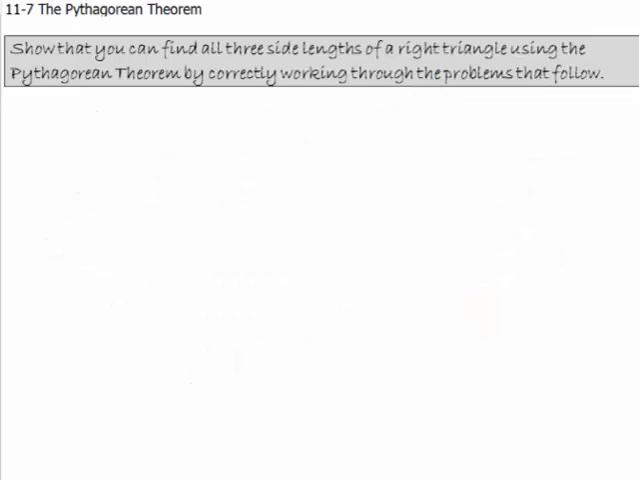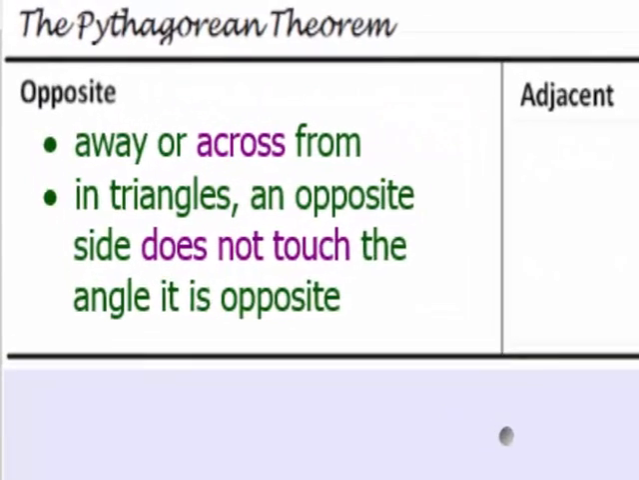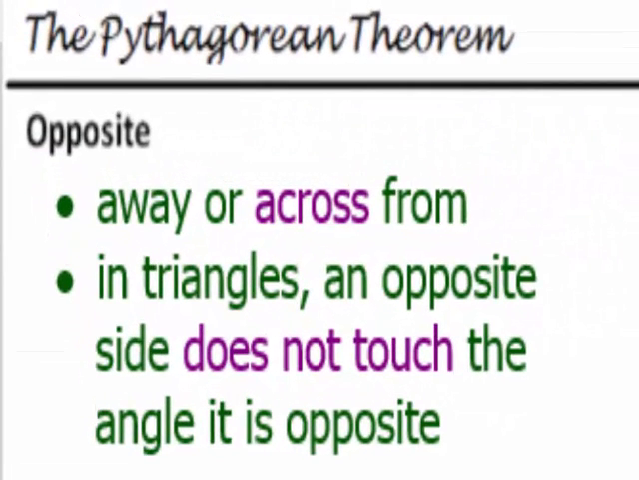What we'll be able to do is find all three side lengths of a right triangle if we know two of them. And later on, in the next lesson, we'll be able to determine if a triangle is right or not right based on the side lengths. So a little bit of vocabulary, and you'll fill your notes guide in as we go.